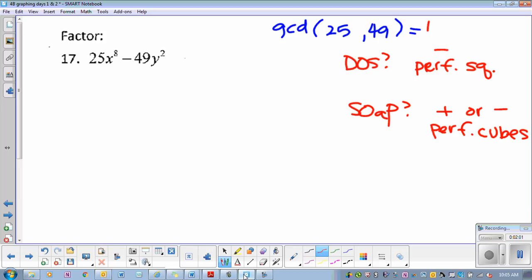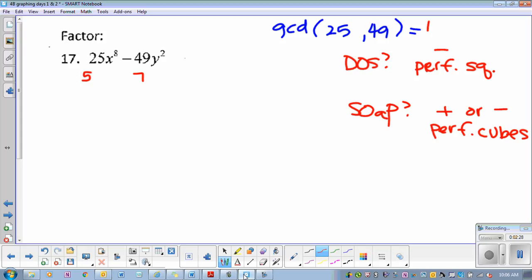All right, so let's look at this first one here. 25x to the 8th minus, okay, what's the square root of 25? 5. What's the square root of 49? Is that a perfect square? Do the square root of 49? Okay, we're going to take your calculator out. 7. Okay. So, look at your variables.